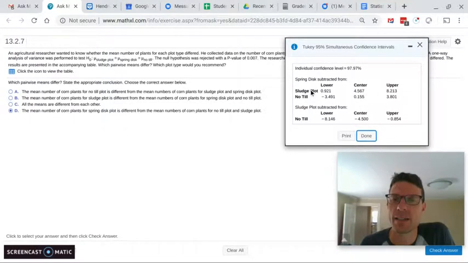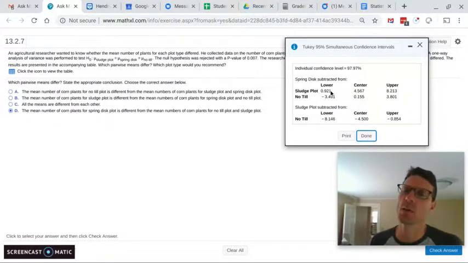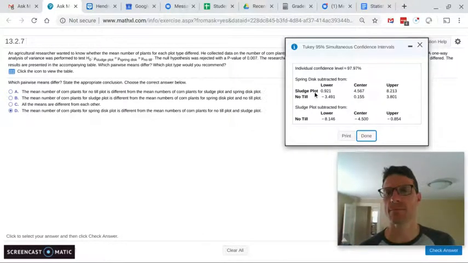So this first one here, the sludge plot is being subtracted. The mean from the sludge plot is having the spring disc subtracted from it. Okay, and you see that when we do that, the mean center is like 4.5, and its lower is 0.92. Its upper is 8.2 plants. So that definitely means that the sludge plot is getting more plants than the spring disc, right?